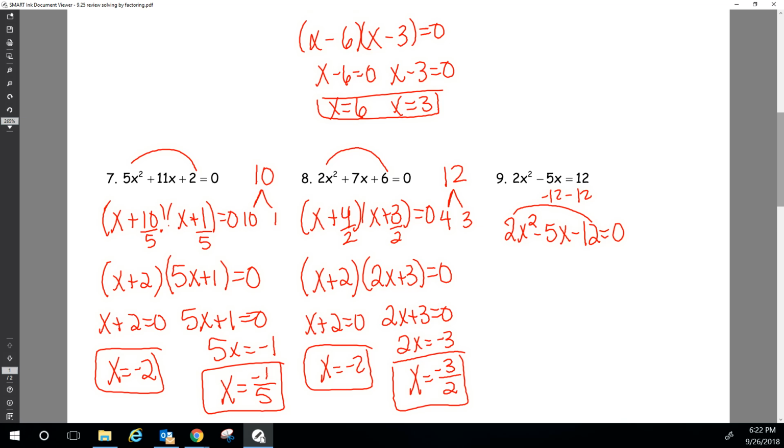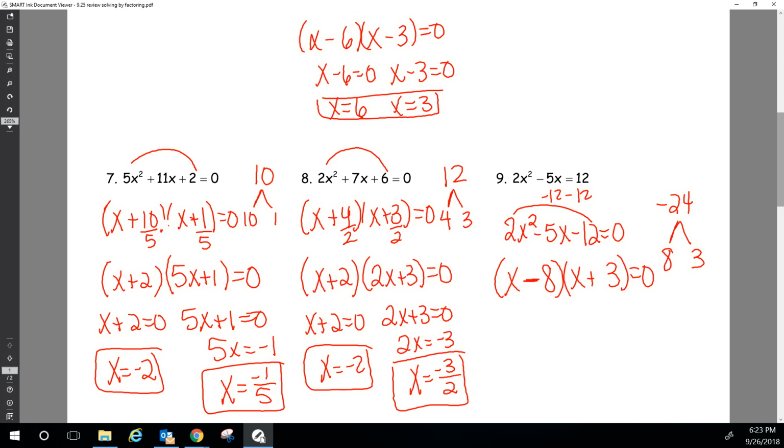2 times -12 is -24. This time I'm looking for two numbers that multiply to -24, subtract, because it's negative. It needs to subtract down to 5. So my factors of 24 that subtract to 5 would be 8 and 3. I need it to be a -5, so the bigger number needs to be negative. -8 plus 3 would give me my -5.